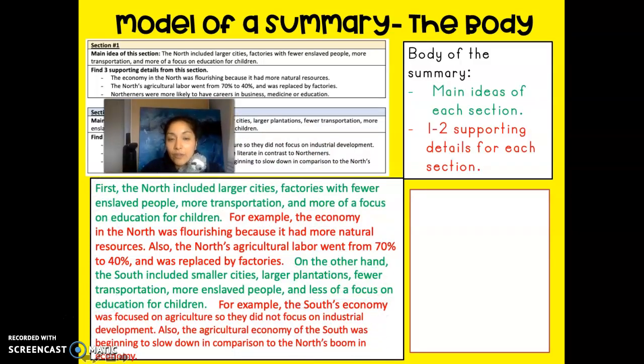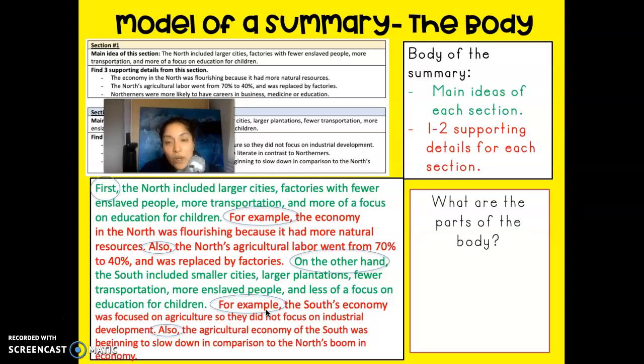What are some of the transition words that I used? So for the main ideas, I used first, and I used on the other hand, because I'm doing a contrast, North versus South. For the supporting details, what transition words did I use? I used, for example, also, because supporting details give more information to the main ideas. So transition words that are used to give more information could be like, for example, for instance, also. So I use those kinds of transition words.